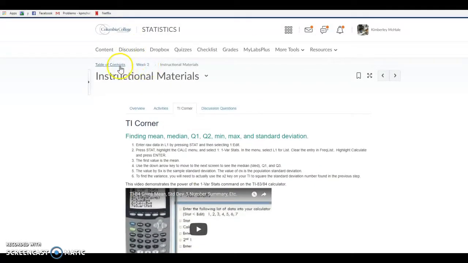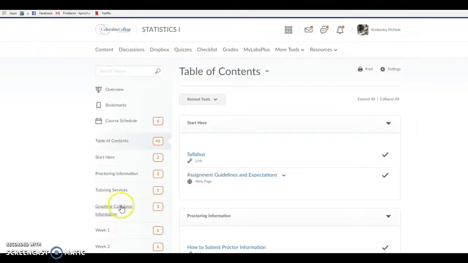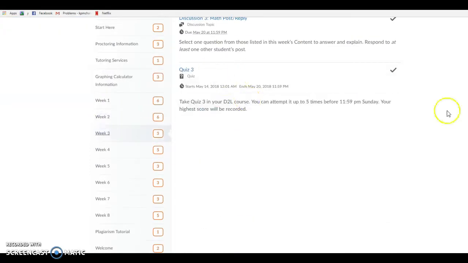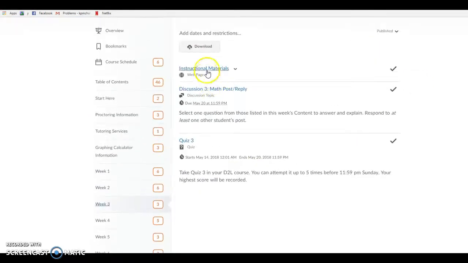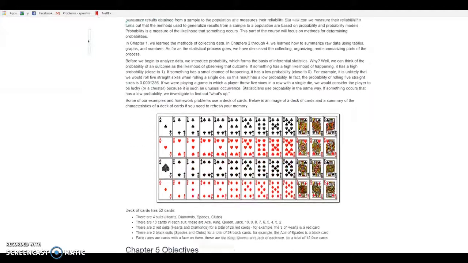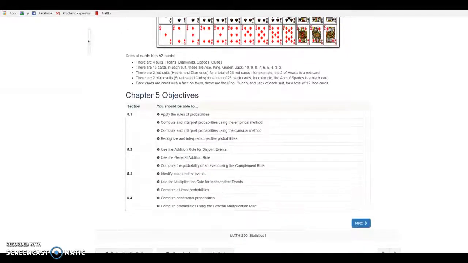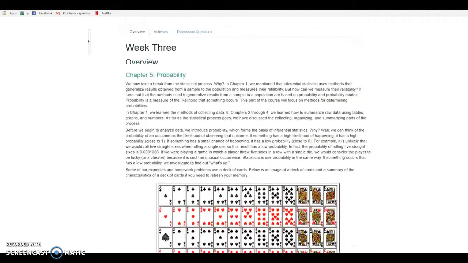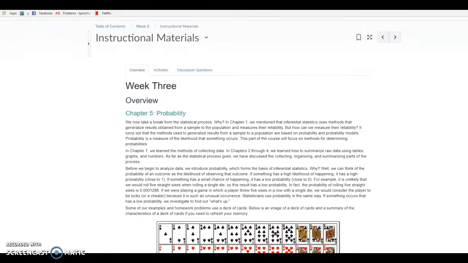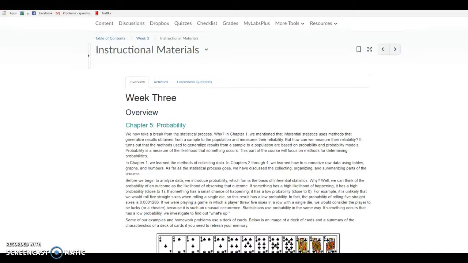So let's see this week how you would use this. So I'm going to go to week 3 and go to the instructional materials. There is no TI corner, which probably means we don't use it very much. So in chapter 5 for probability, we don't use it. You can use it for simulations and die rolls, but it's not required. So I don't have it this week.